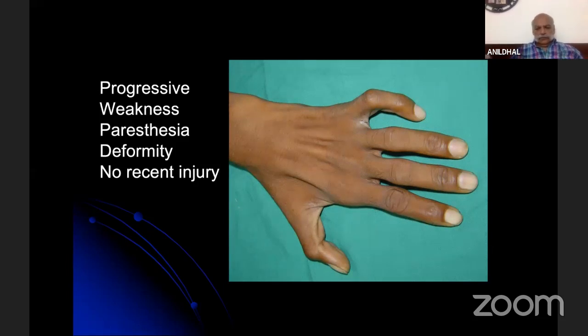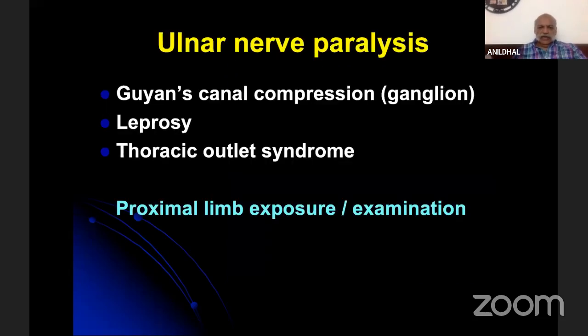On looking at the sensory part, there was a sensory deficit in the little finger and half of the ring finger, ulnar half, and all the tests of ulnar nerve paralysis, like the Froment sign, the card test, were positive. So a diagnosis of an ulnar nerve injury was made, but we needed to identify what is the cause, and the various causes which came to our mind were, is it a Guyon's canal compression because there is no injury? Are we dealing with a Hansen's disease, or is it a thoracic outlet syndrome?